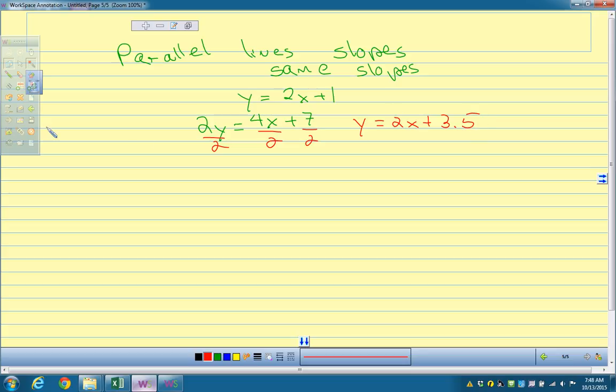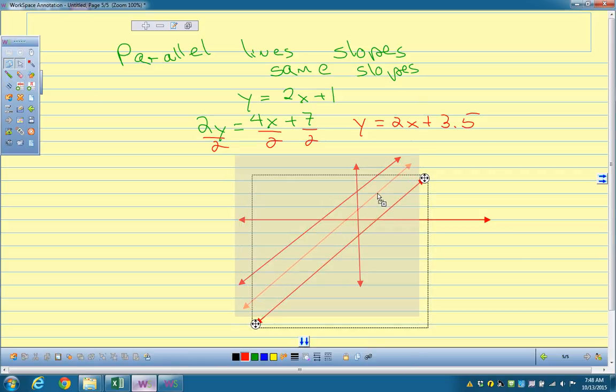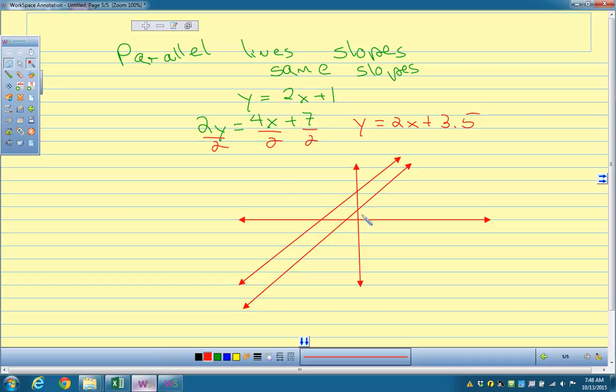So both of these equations, if I were to graph them, would have the same slope. They just have different y-intercepts, right? So with 2x, it's a slope of 2, and one would go through 3.5, and the other one would go through 1. I have to take that and slide it up. So one of them would go through 0, 1, and one of them would go through 0, 3.5.